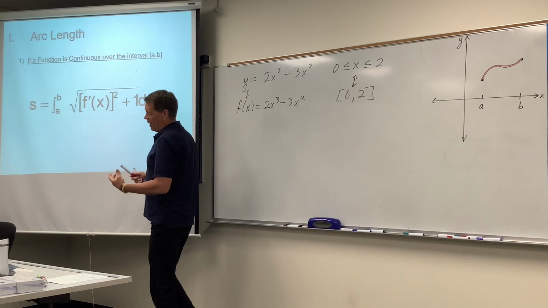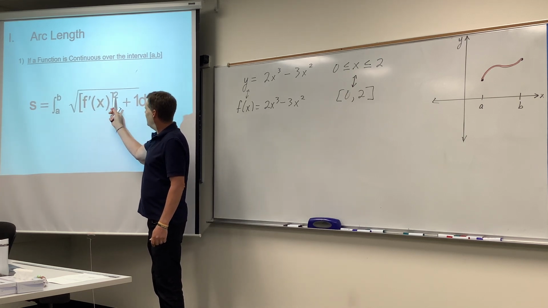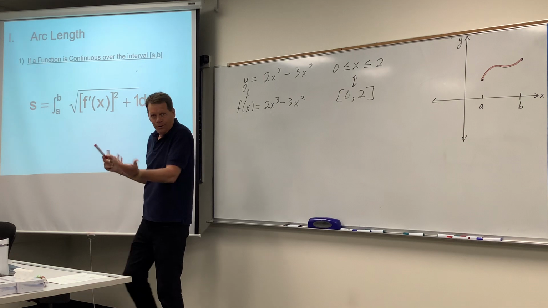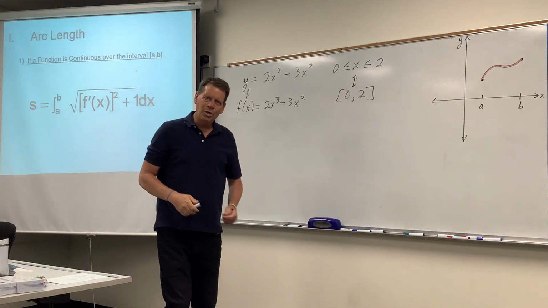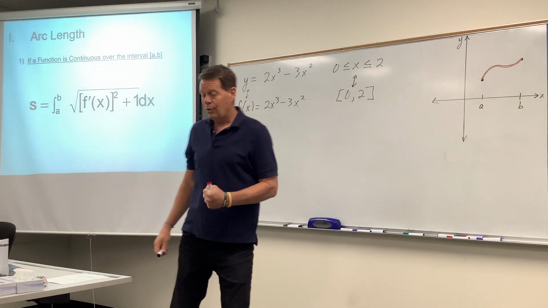It's a cookbook. What do you do? You take the derivative of your function, and then you square it, and then you add 1, and then you put a square root over it, and then you integrate it over your interval. All right? So very cookbook. What we're only going to ask you to do here would be to set up the integral.